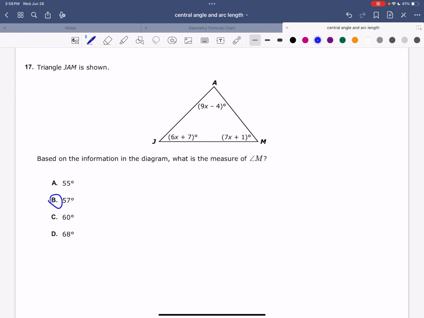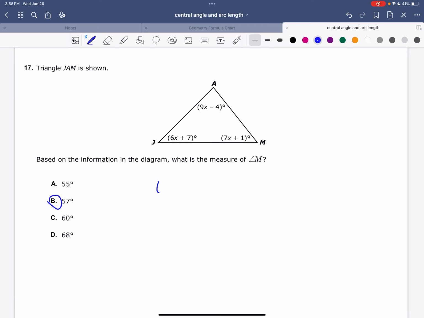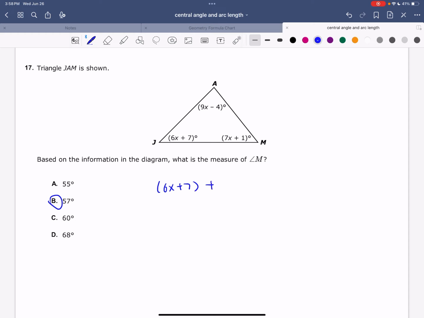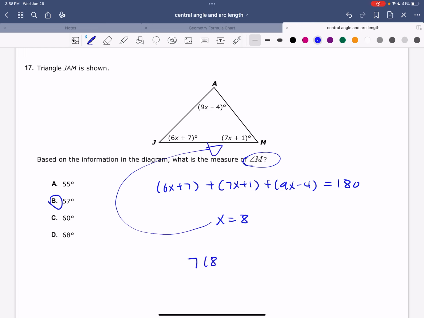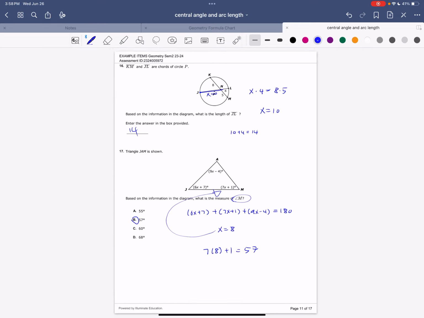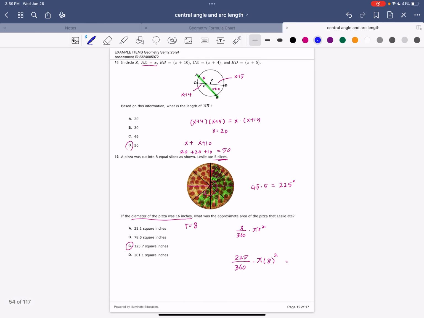Now, the triangle is simple. If you add up all the angles of a triangle, that should be equal to 180, right? So what you have to do is add up all the angles, and that should be equal to 180. And when you solve for this, you're going to get x equals something. I think x equals 8. And you're asking for angle M. So you're going to plug this one in. So it's 7 times 8 plus 1, which is equal to 57. That's why you get answer B. It's very simple and easy.